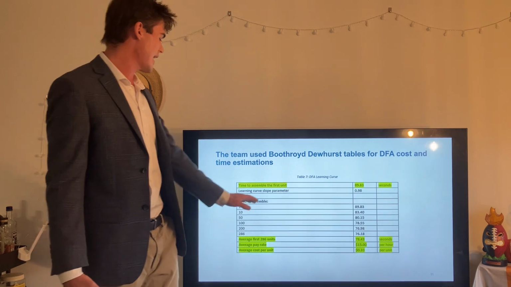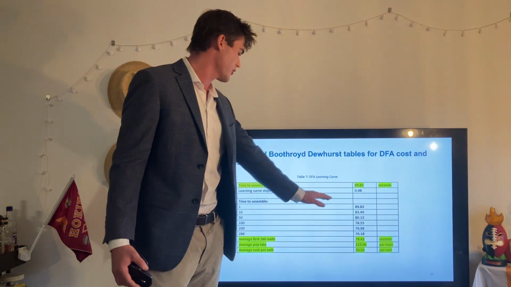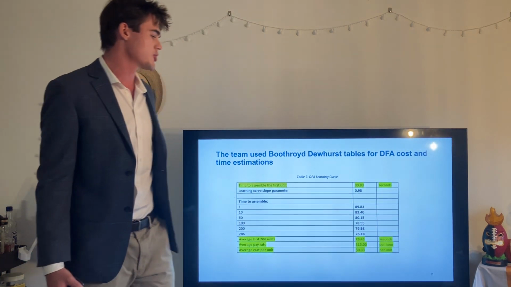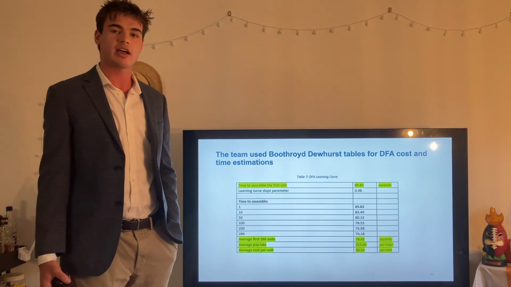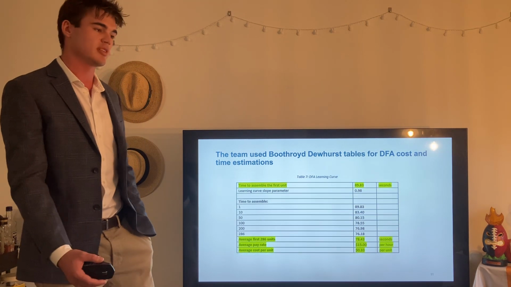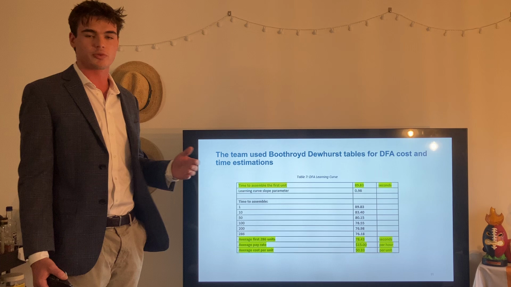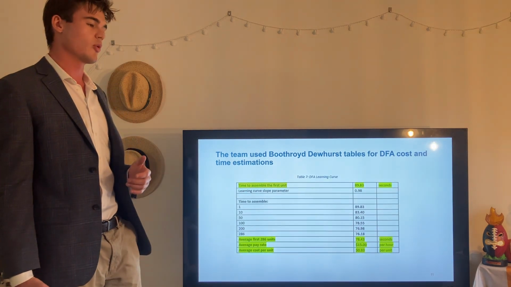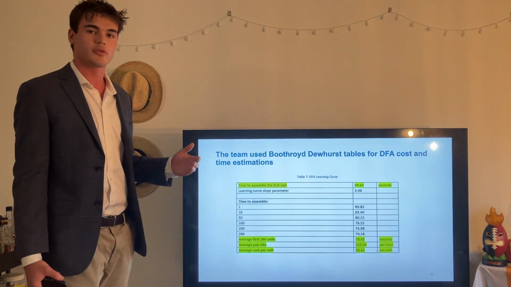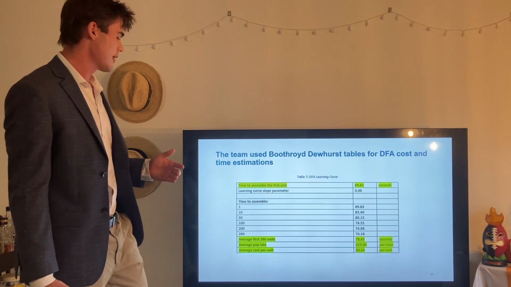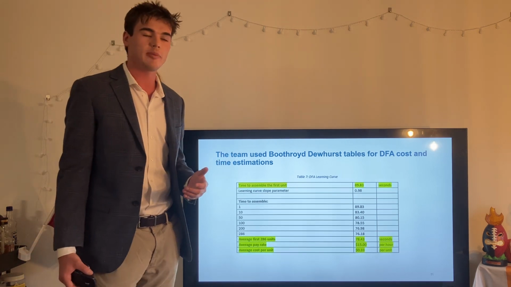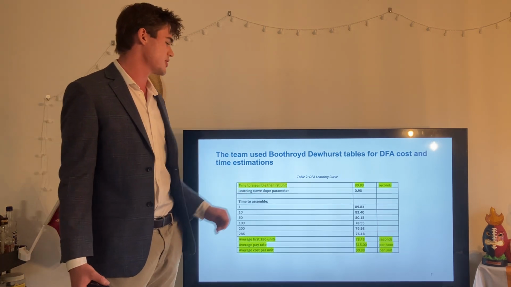Next, we chose a high learning slope curve parameter of 0.98, because the assembly steps of our design are quite simple, and there would likely be little to no improvement over time for a worker because there's no skill ceiling for these types of operations. However, there's always some learning that will happen, so that's why our learning curve parameter was not 1.